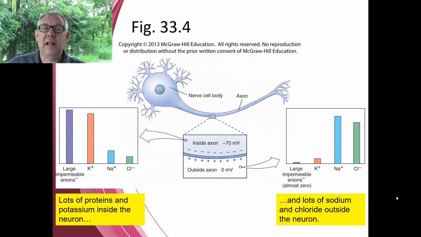So even though there's a lot of positive potassium inside the cell, there's even more sodium outside the cell. That's why it's positive outside the cell. Even though there's negative chloride outside the cell, there's even more negative proteins inside the cell. You understand what I'm saying here?